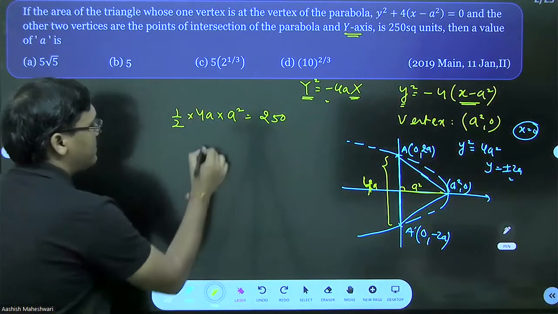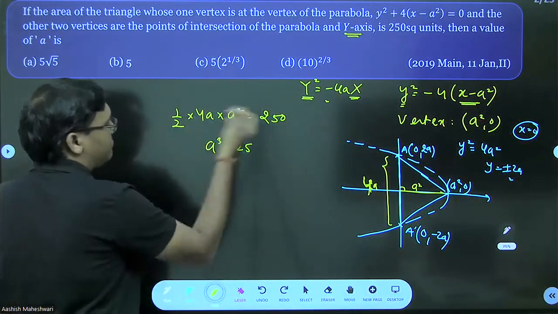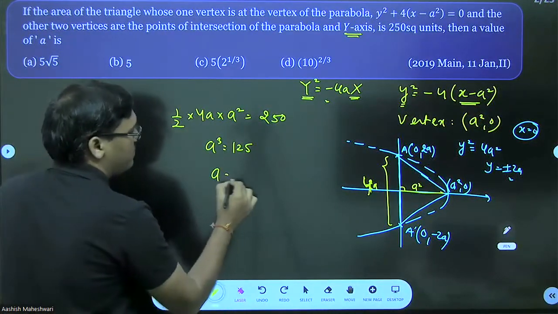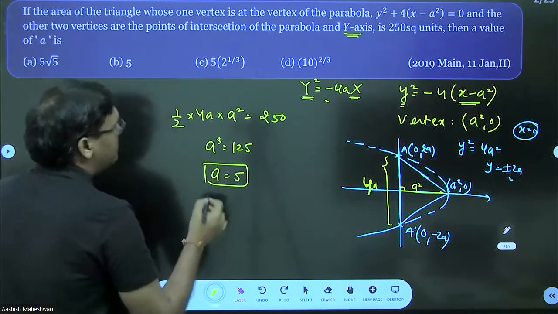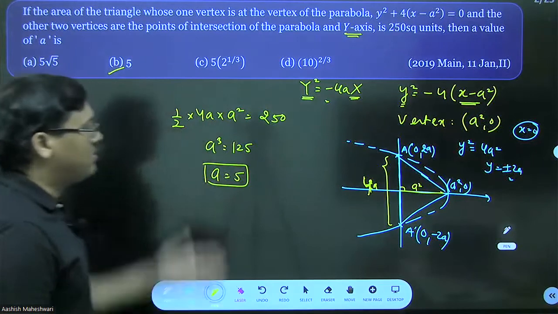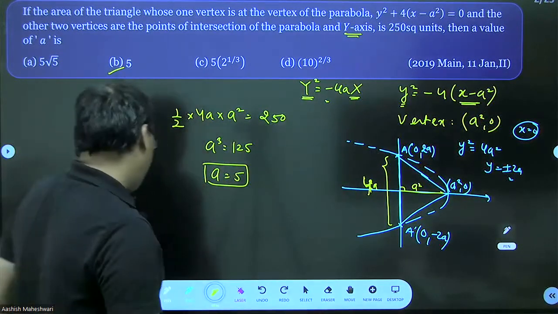So you can clearly see a cube is equal to 125, right? So what is a? a is equal to 5. That is the answer for this question. Option B is the answer. Very easy question. Free marks in JEE Mains. These are called free marks. Basic, very basic question.